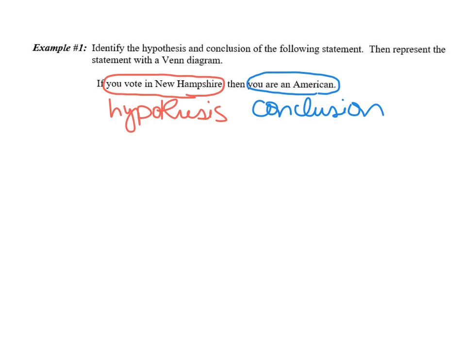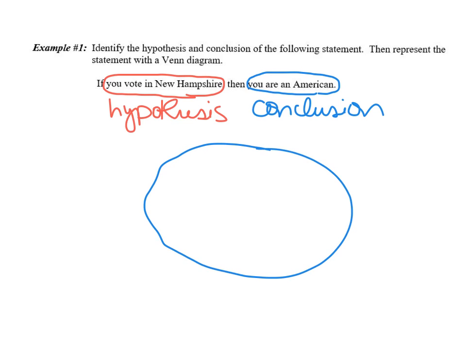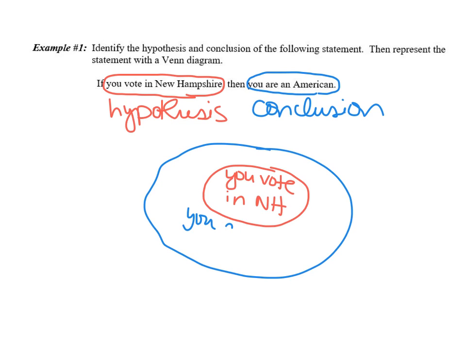If we were to represent this with a Venn diagram, remember the conclusion would be the outer bubble, the hypothesis would be the inner bubble. So in the inner bubble we would say you vote in New Hampshire, and then in the outer bubble would be you are an American.